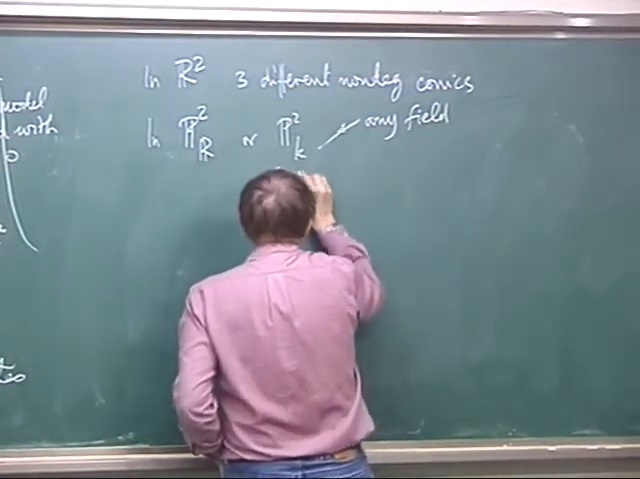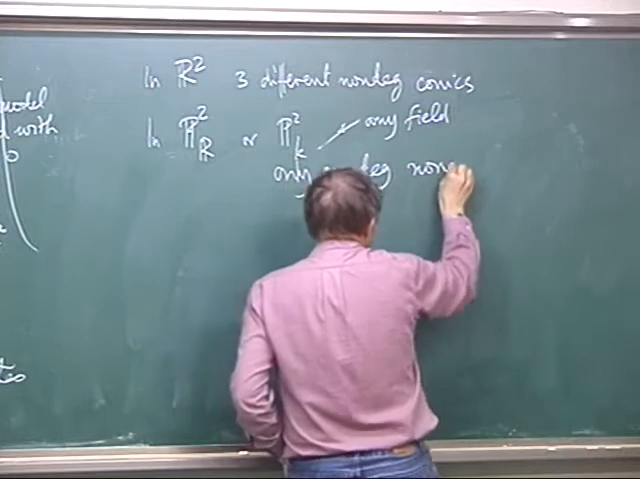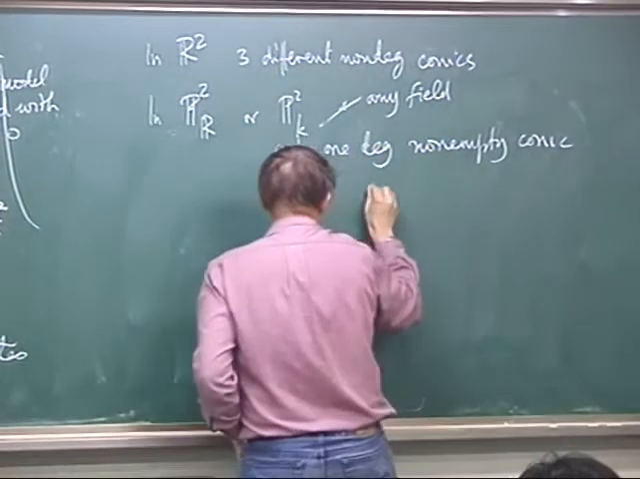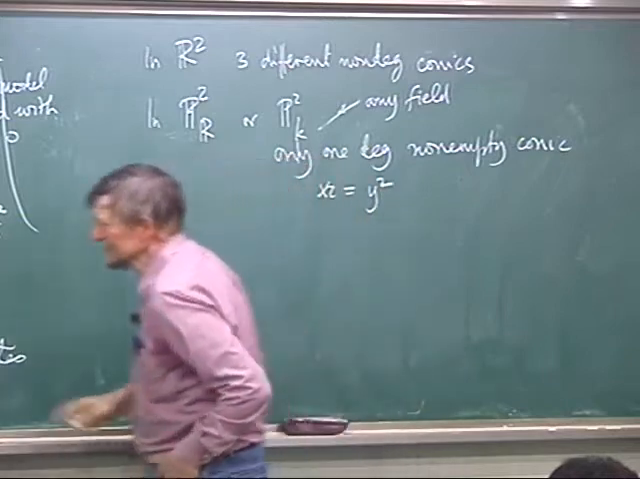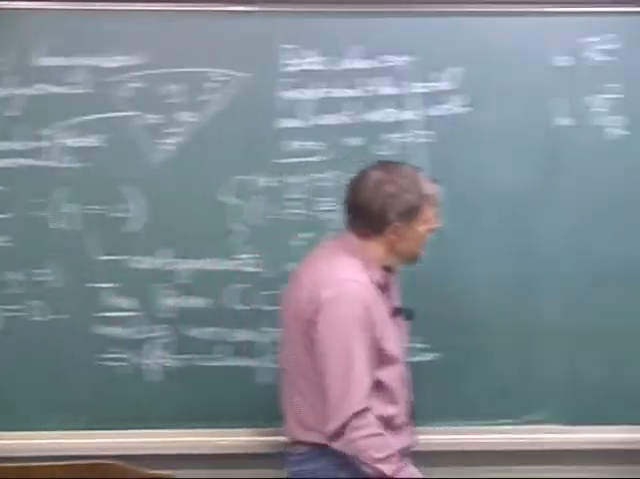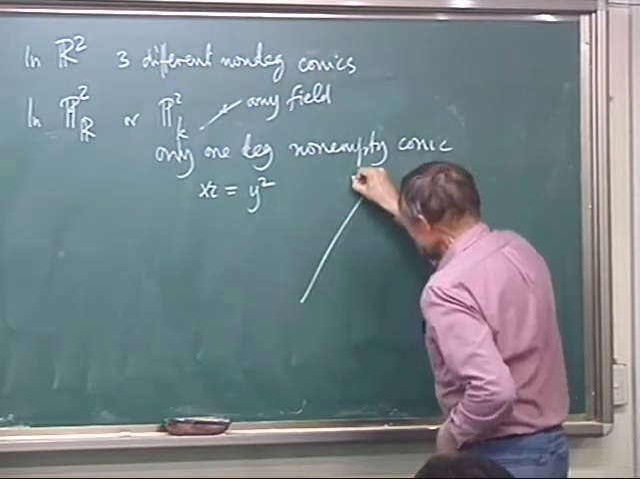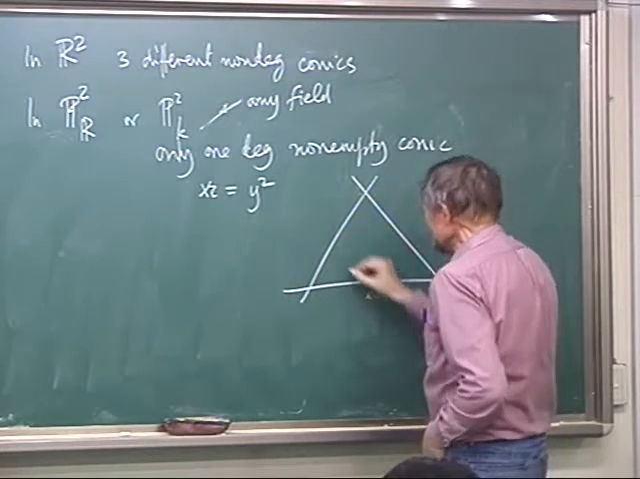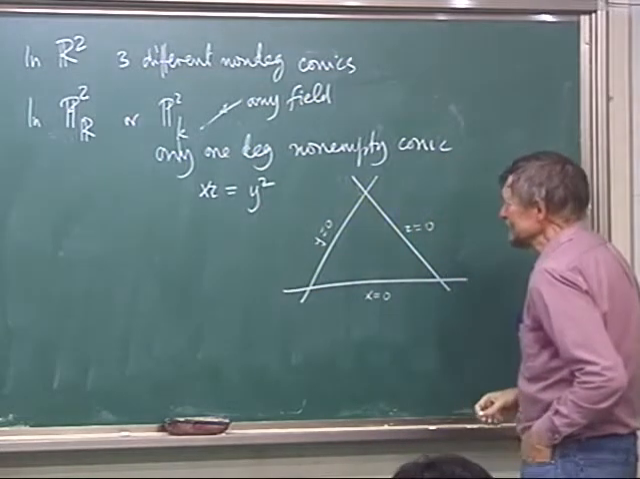There's only one non-degenerate, non-empty conic, namely xz equals y squared. I'm not explaining why I'm changing these coordinates around like this, but my picture of P2 is this. This is x equals 0, and this is y equals 0, and this is z equals 0. And what's my conic?